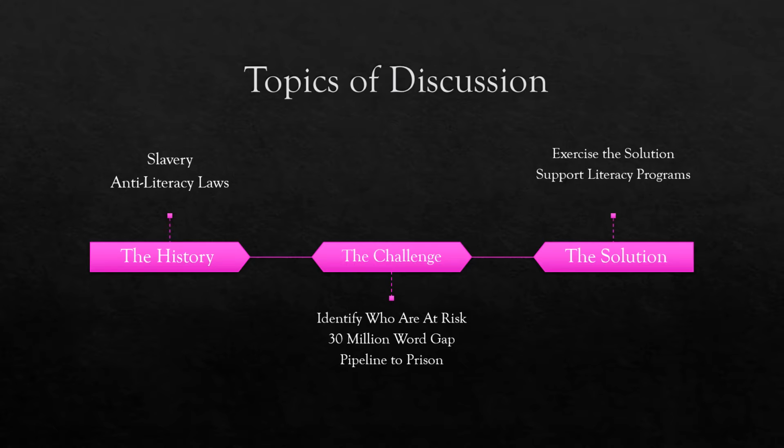In order to understand early literacy in the Black community, we must first discuss three components of this topic. The first one is the history. Next, we will go on to the challenge and then the solution.